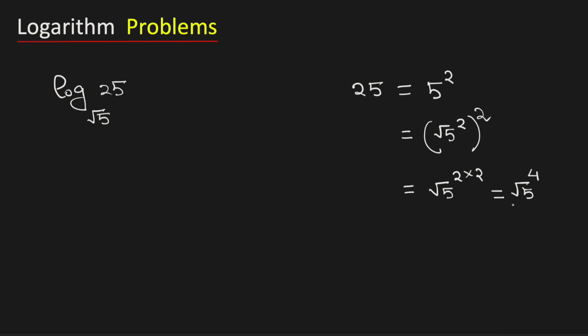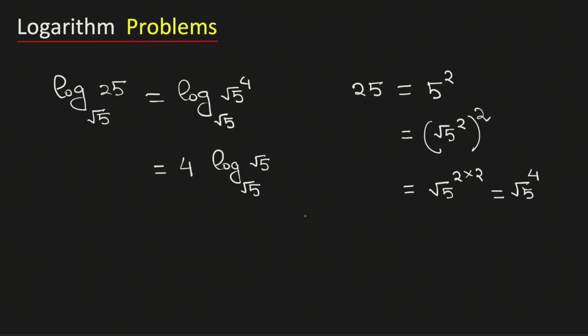As 25 is root 5 to the power 4, we can rewrite this logarithm as the logarithm of root 5 to the power 4 with base root 5. Now using the properties of logarithm, this 4 comes before the logarithm. That means we can write it as 4 times log root 5 with base root 5.